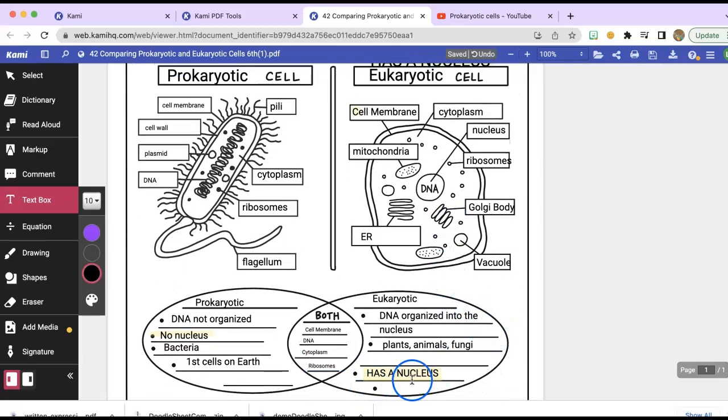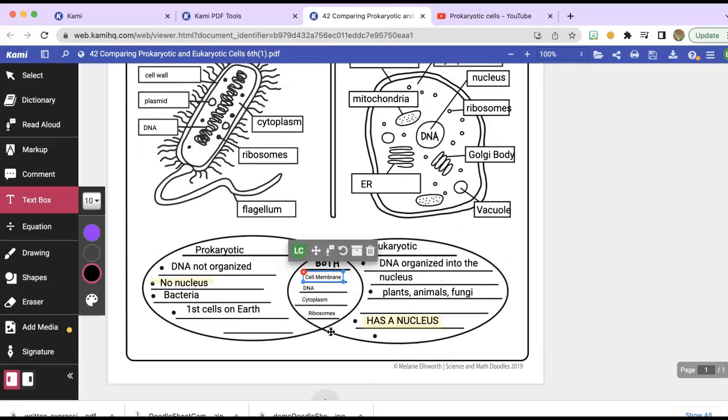So go ahead and hit pause. Make sure this Venn diagram that compares prokaryotic to eukaryotic cells is completed exactly as it is on my screen. When you're done with this video, you're going to be given some colored pencils so you can color your cells in to match the example that you will be given in the classroom.